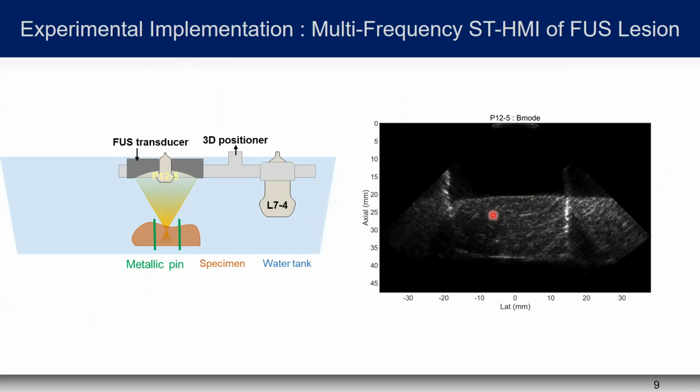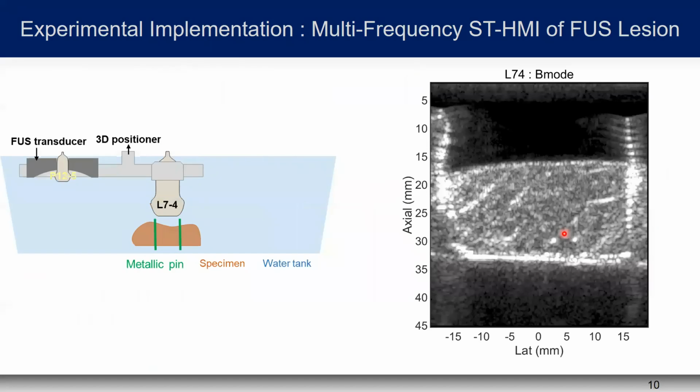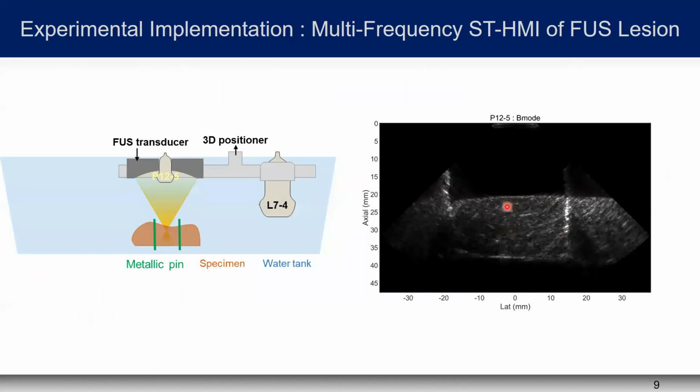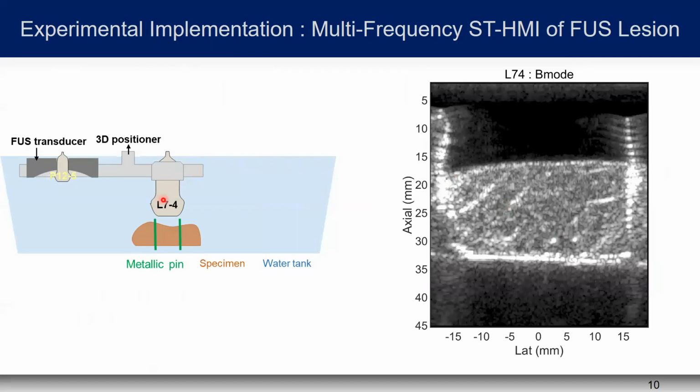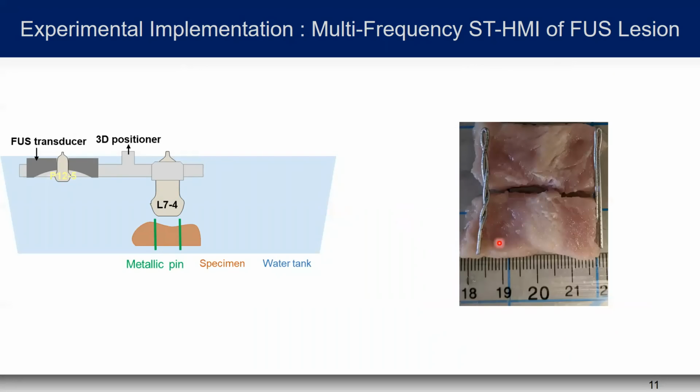And here is the B-mode image used from the P12.5, and you can clearly see the two metallic pins. And then the ablation was performed. And after ablation is done, we moved the transducer to image with L7-4 for STHMI, and you can clearly see the metallic pins. Then after the STHMI is done, we also use gross pathology to determine the size of the ablation and compare with the STHMI displacement-derived size.